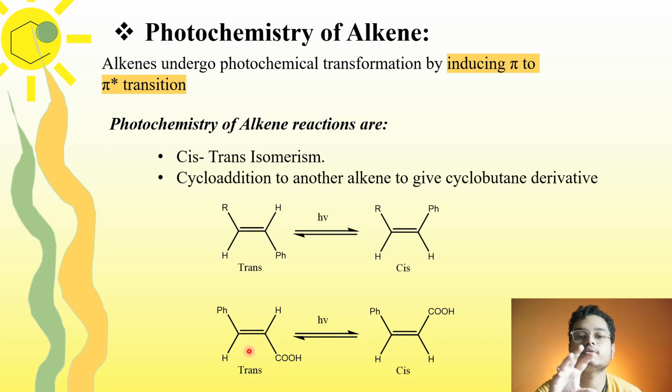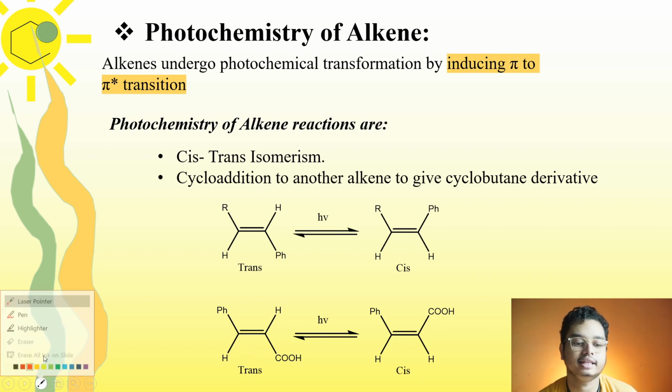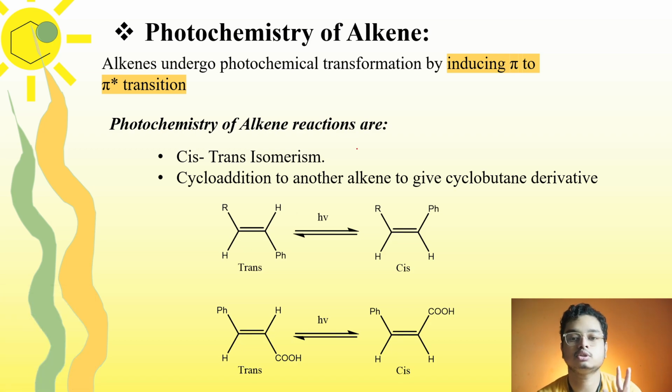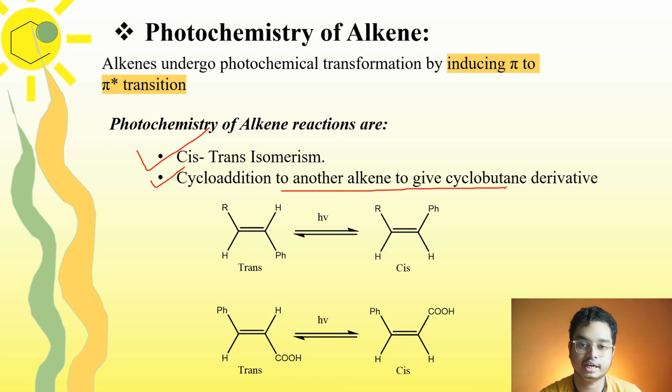Now let us talk about the photochemistry of alkenes. That is important. Alkenes undergo photochemical transformation by inducing a pi to pi star transition. The photochemistry of alkenes shows two different reactions. First is the cis trans isomerism, and also the cycloaddition to another alkene to give a cyclobutane derivative. So first let us talk about the cis trans isomerism.